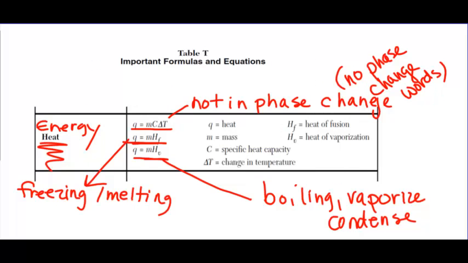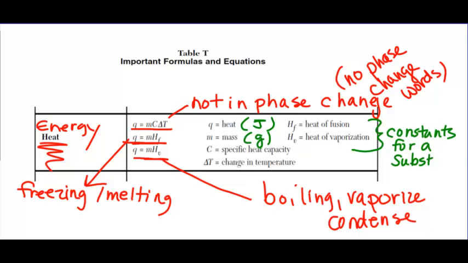Now, if you look at the variables, everything's defined. So Q is what we use for heat. The typical unit for that would be joules, capital J, joules. Mass is measured in a unit called grams. So if you see grams, you know it's mass. These heat of fusion, heat of vaporization, and specific heat capacity, those three are all constants for a given substance. Like they never change. That's what it means.